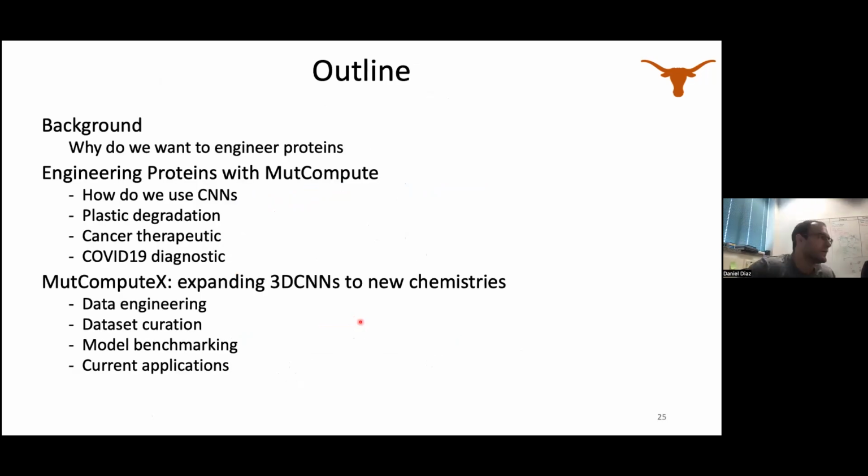So now that I've kind of convinced you guys that these structure-based models can be used to engineer proteins, I'm going to shift gears and talk about MutCompute-X. And this is a lot of the data engineering and machine learning work that I've been doing throughout my PhD.